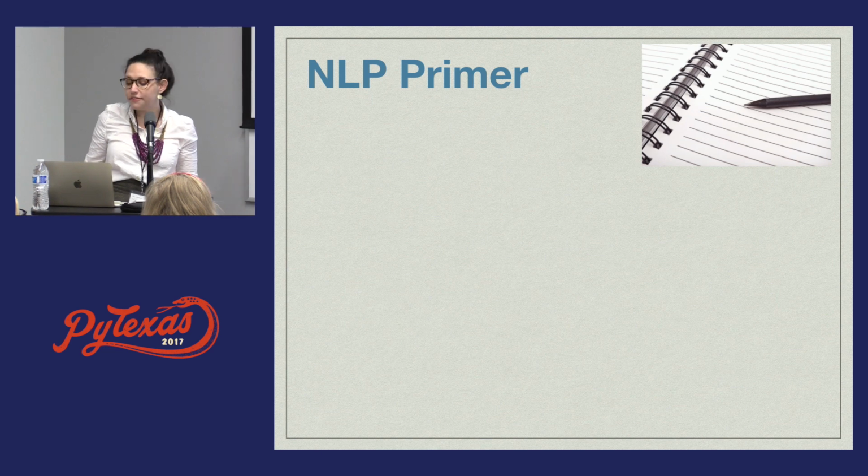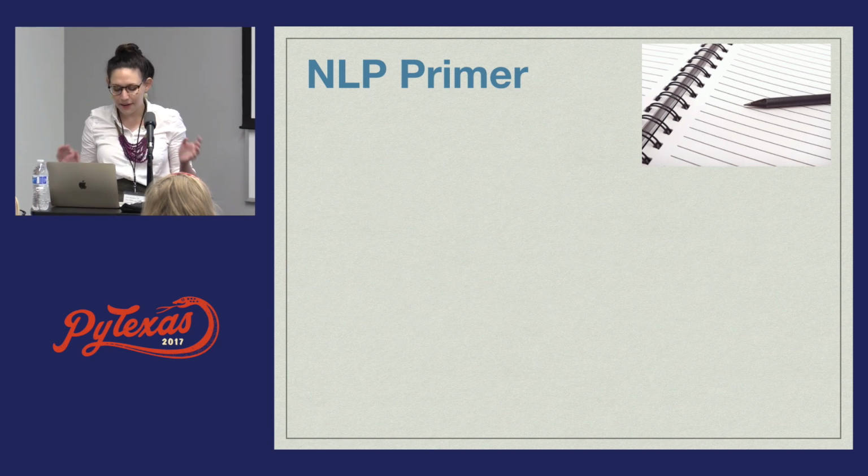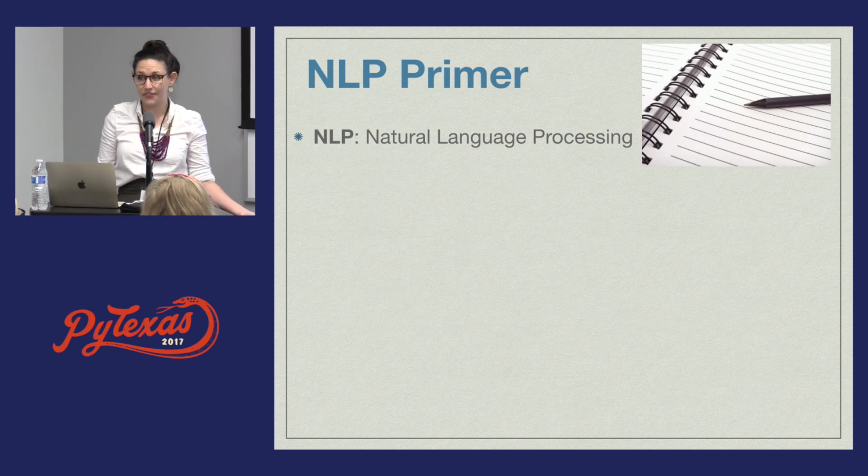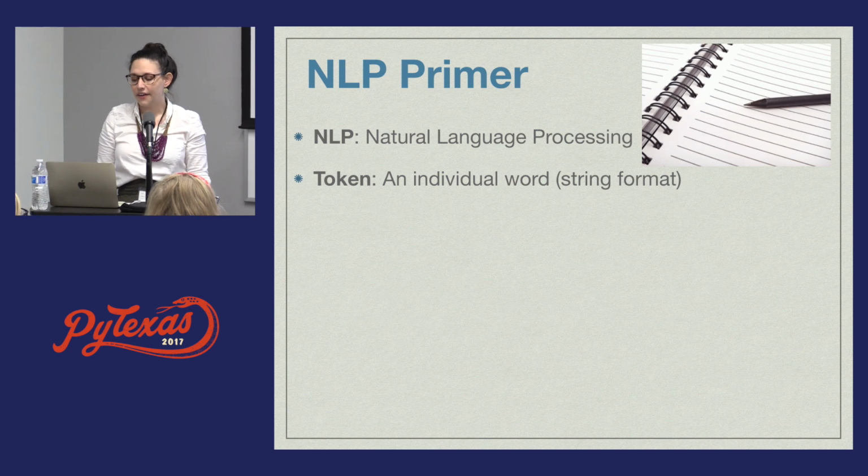So I'll give a brief NLP primer. I know we may have varying levels of NLP expertise in the room, but just so we're all on the same page going in. NLP stands for Natural Language Processing. A token is an individual word. It's the atomic level of our texts. So when we process a text document, what we get out is a bunch of tokens.